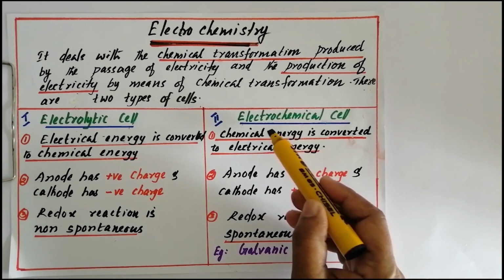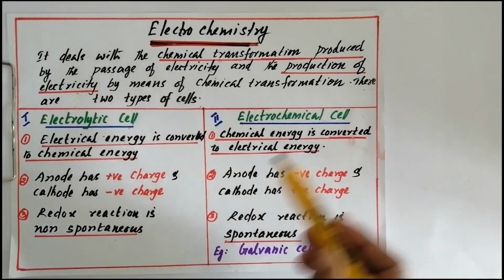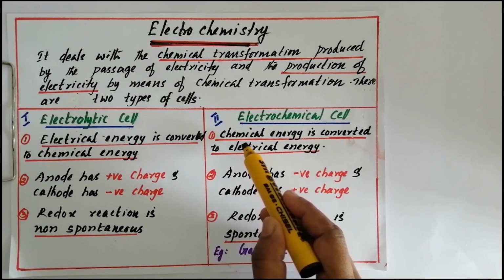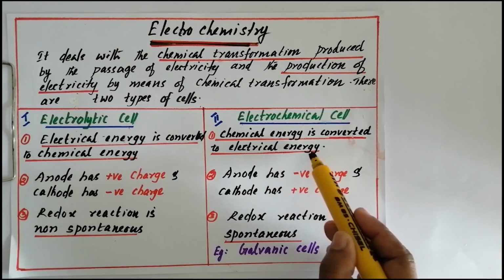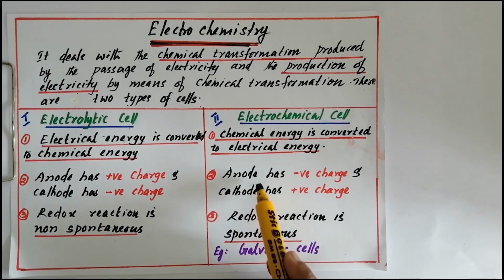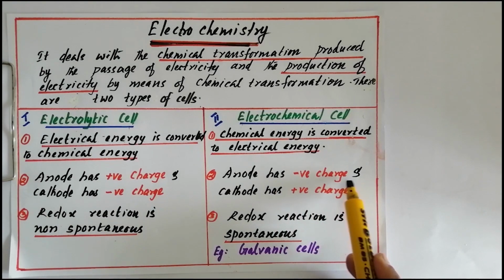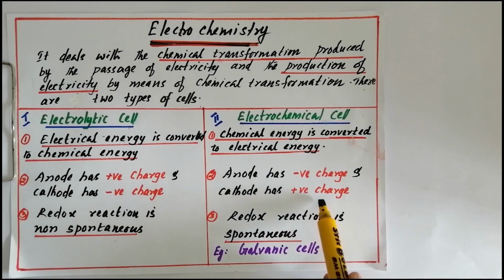The characteristics of electrochemical cells are: in the cell, the chemical energy is converted to electrical energy. Anode has negative charge and cathode has positive charge. The redox reaction is spontaneous. The example is galvanic cell. So what do you mean by a spontaneous process? It is a process which takes place by itself.